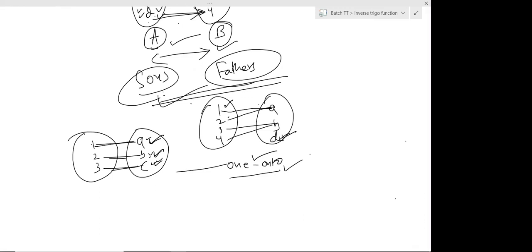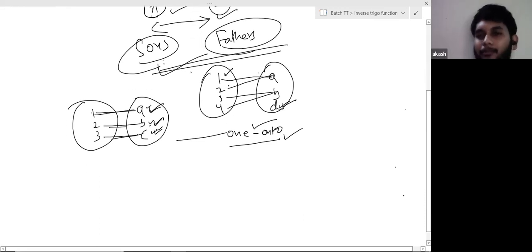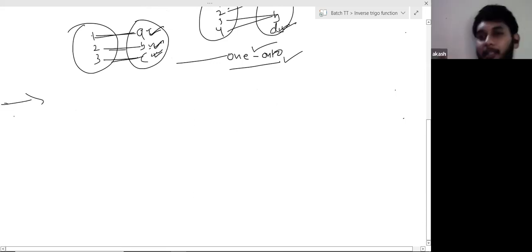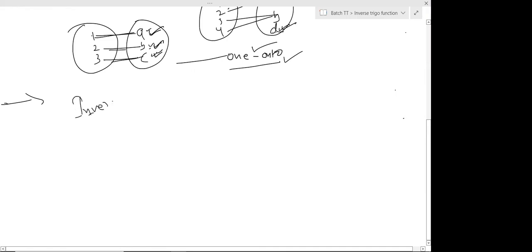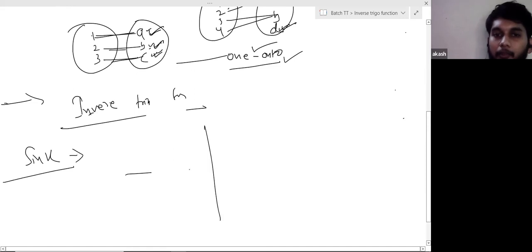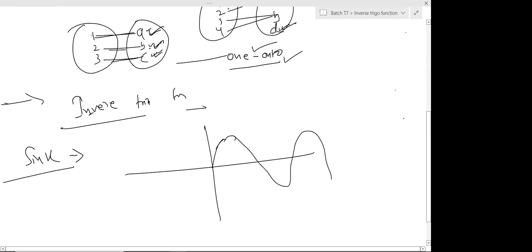The opposite of onto is into function, right? Not opposite, we don't say that, but yes, we can say it's like that. We'll go into deep detail when we are doing the chapter relations, so don't worry about that. Now let's start inverse trigonometry functions. If you remember the sine x graph, it looks something like this.